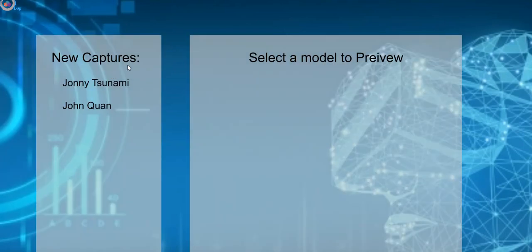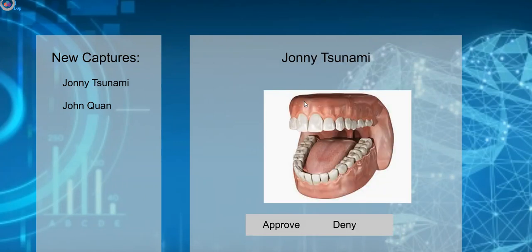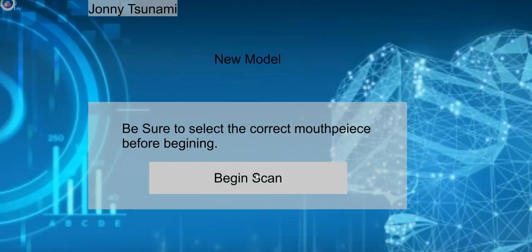On the left side of the screen, you'll see the new captures available, and we'll see Johnny Tsunami here. We'll select it, and we'll see the mouth is 3D modeled here, and you can make the choice to approve or deny. In this case, we're going to go ahead and say deny, and just show you how it takes you back to the new model scan. Make sure you replace the mouthpiece, and try a new scan again.